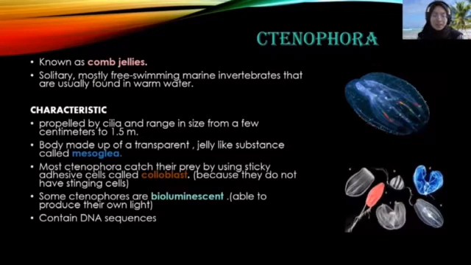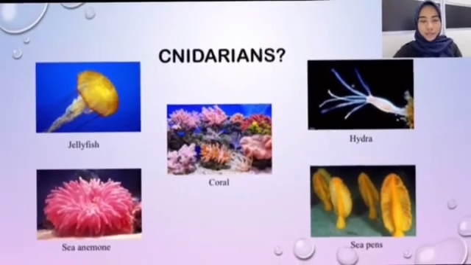And some ctenophores are bioluminescent, which means that they're able to produce their own light. And Ctenophora also contain DNA sequences. Next, we will discuss what cnidarians are.